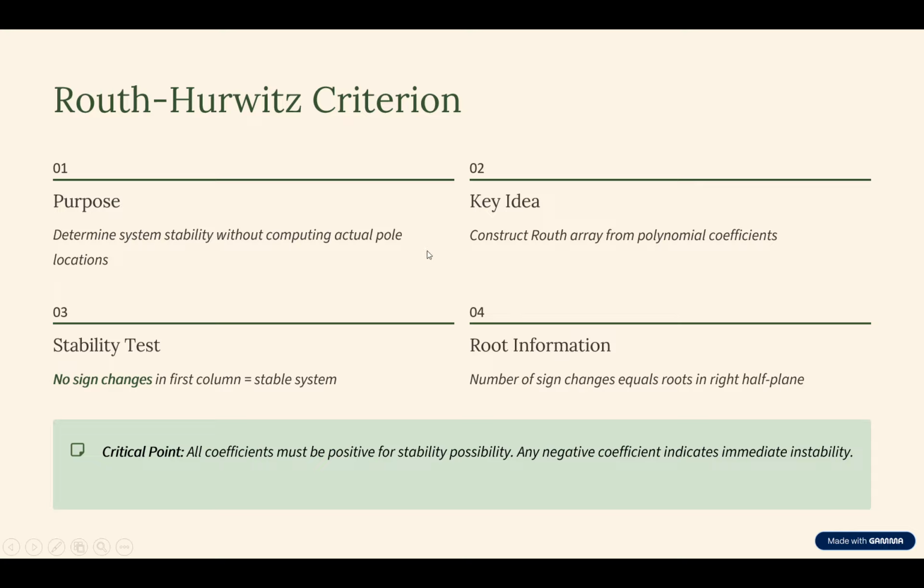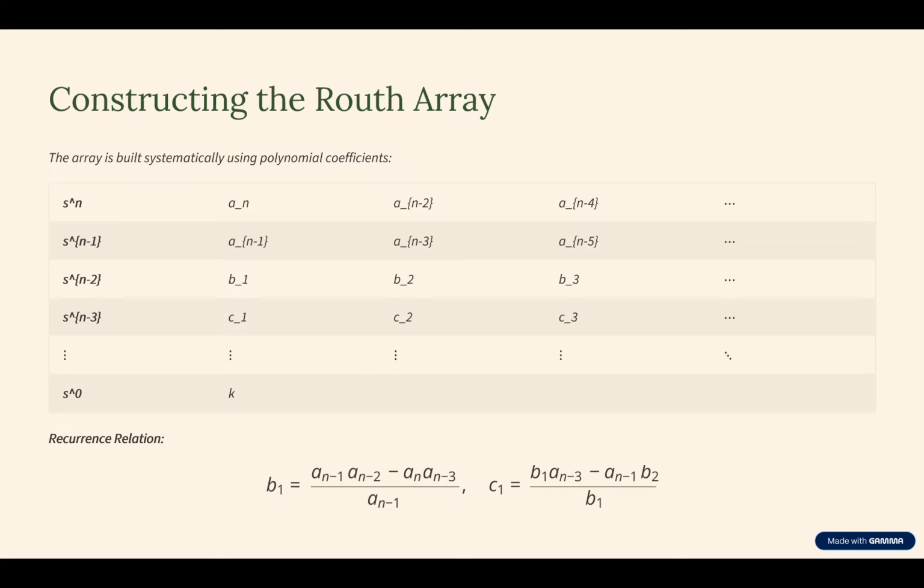Here we construct a matrix type structure, or we can say a row and column type structure. We can find the stability by checking the first column of the Routh Hurwitz matrix, and if there are no sign changes in the first column, then the system is stable. But if there are sign changes, like from 3 to -2, there is a sign change, so it will be unstable. Let's move to constructing the Routh array.